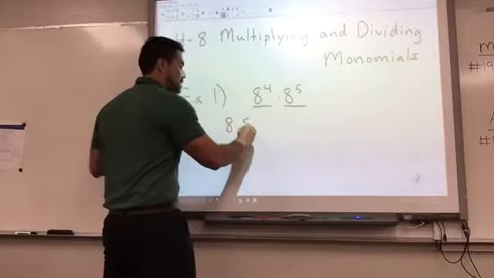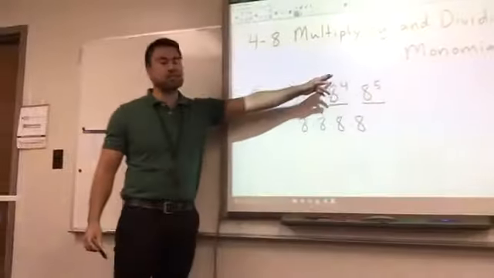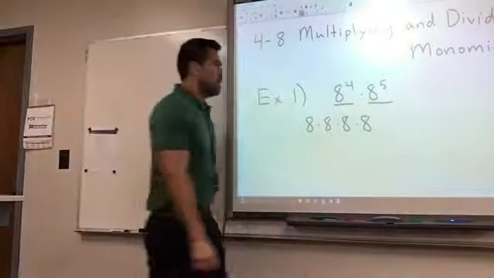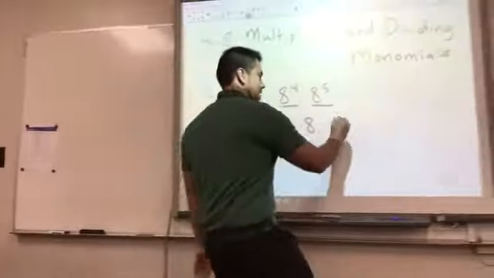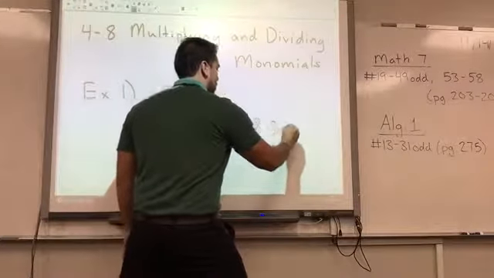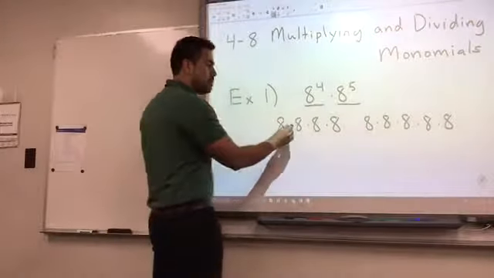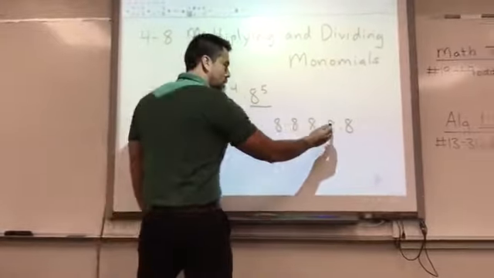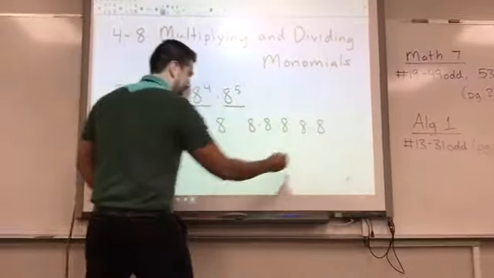Yep, 8 times 8 times 8 times 8. Would you guys agree with that? That's 8 to the fourth right there. What's 8 to the fifth mean? Yes, ma'am? 1, 2, 3, 4, 5. Okay, is that 8 to the fifth? These are all being multiplied. These are all being multiplied. And what's going on between this and that?